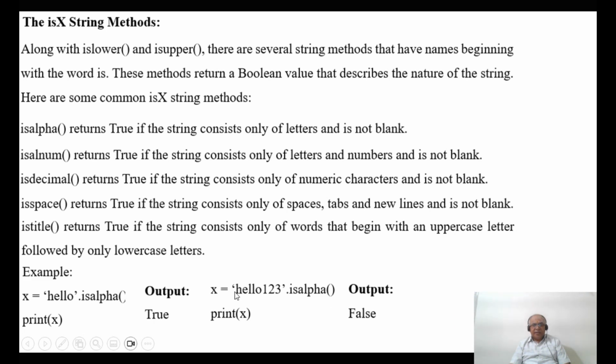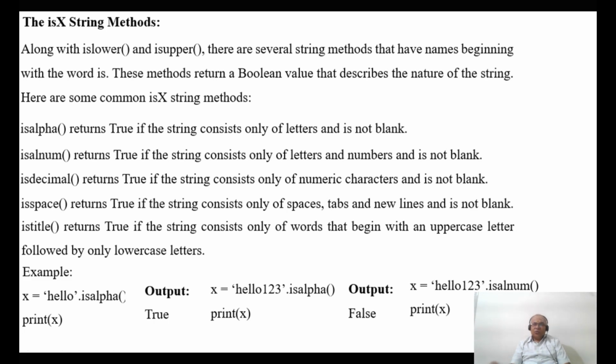So here what is happening? It is consisting of hello123. Here it is consisting of alphabets, that is letters, and also numbers, that is decimals 1, 2, 3. But it does not have blank. But isalpha, what is the definition? Isalpha means it should contain only alphabets without blank. Here it is consisting of alphabets and numbers without blank, so obviously it should be false.